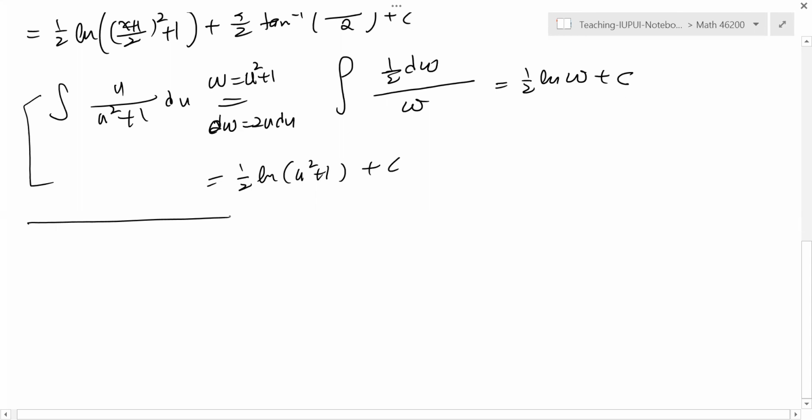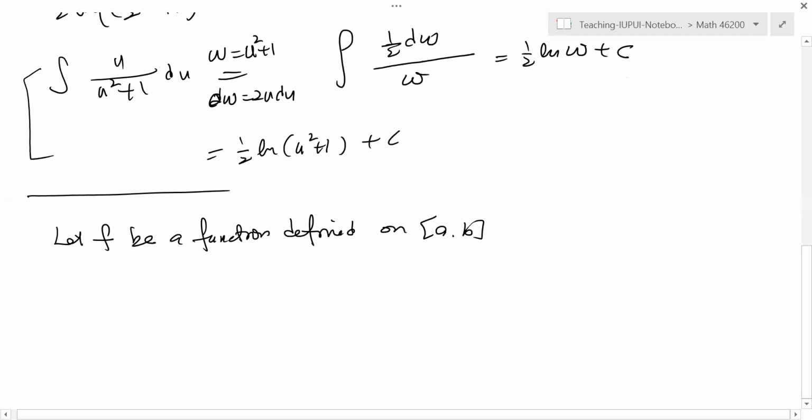So consider a function f defined on the closed interval from a to b. Now, what is the definition of the integral? The definition of the integral is as follows. First of all, you consider a partition. You divide the whole line.